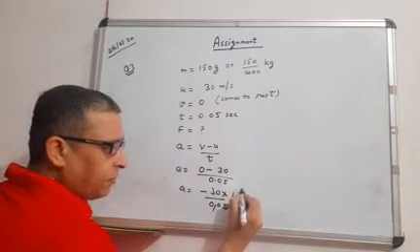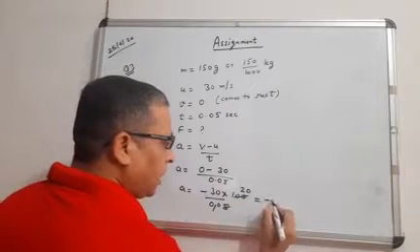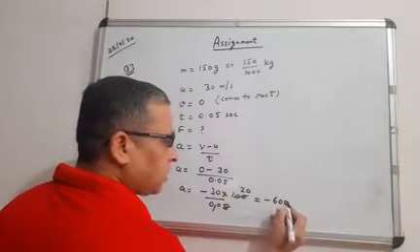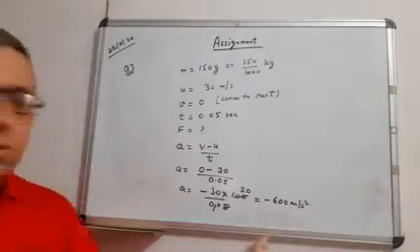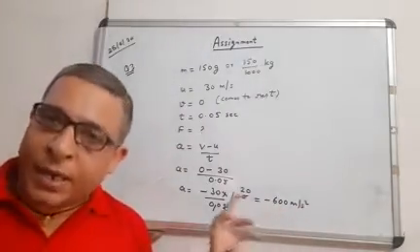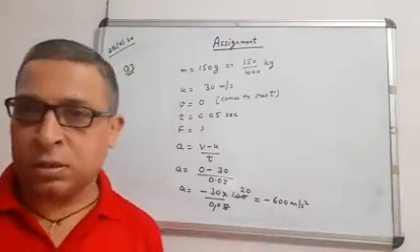5, 2s are 10, 0. This will give you minus 600 meter per second square. This is my acceleration. It is coming in negative, which will give you an idea that this is retardation.